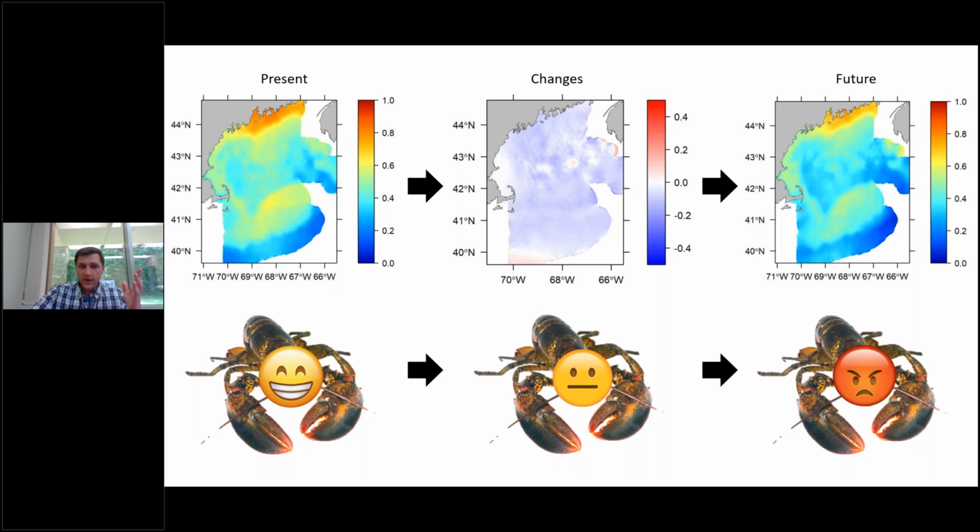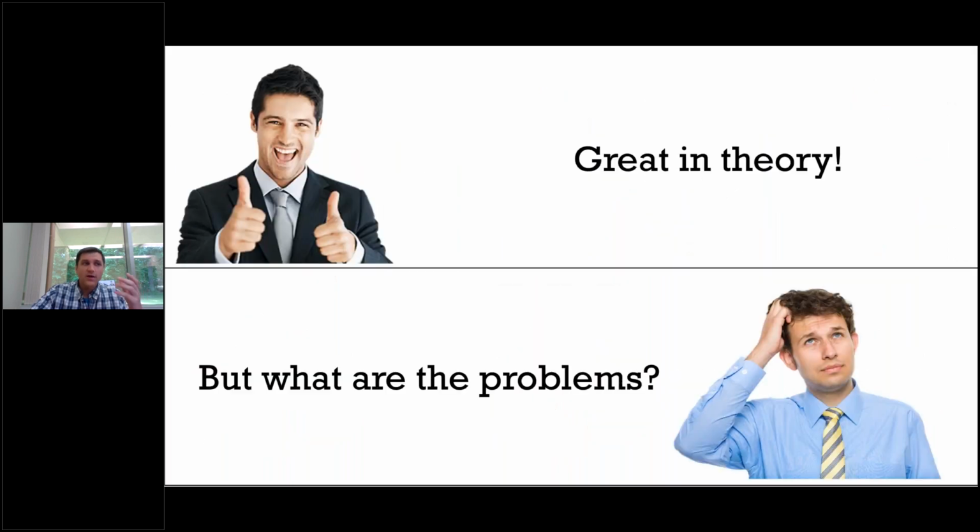So great, we now have future lobster habitat. We can just keep doing this for other species, and we can keep predicting their future changes. Well, yeah, that sounds great in theory, but is it a good idea in practice? Where in this process can things go wrong? Speaking from experience, there's a lot in this process that can go wrong, but today we're going to focus on the hidden things that can go wrong.